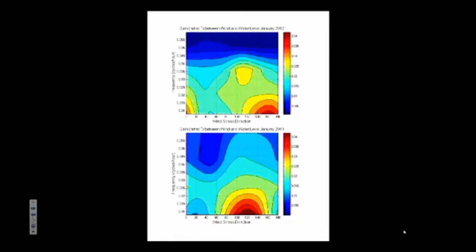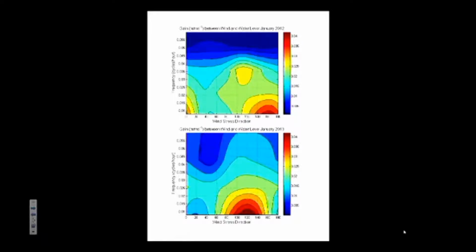This is a very interesting picture. Top frame for January 2012, the bottom frame for 2013. And in this picture, I tried to compute the gain, which describes the response of water level, surge water level, to given wind forcing as a function of wind stress. And let's look at 2013 with the inlet. First, let's look at the scale. This is meters of surge per meter per second of wind. This is for different wind directions.